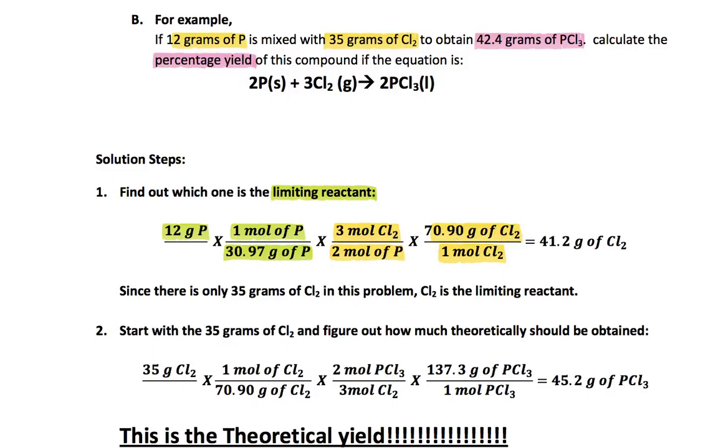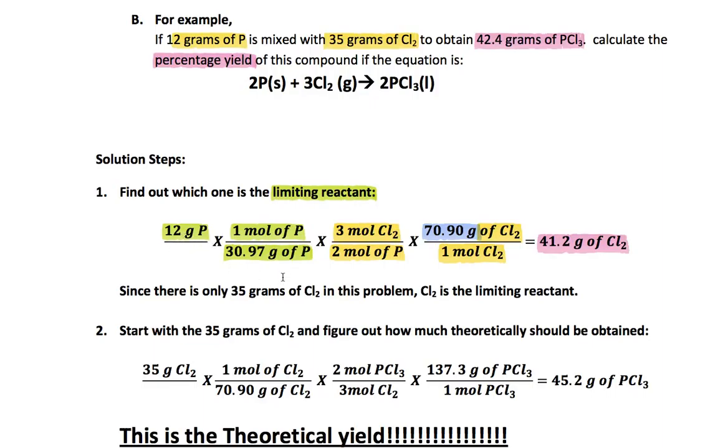Now, I want you to pay specific attention. I didn't use 35.45 because that's the mass of just one chlorine atom. I did twice that, whatever your periodic table says. So because it's Cl2, you have to multiply it by 2 to get the molar mass. And when you do so, all these units cancel and you're left with grams of chlorine. What this is telling you is how much chlorine you need to react with 12 grams of phosphorus.